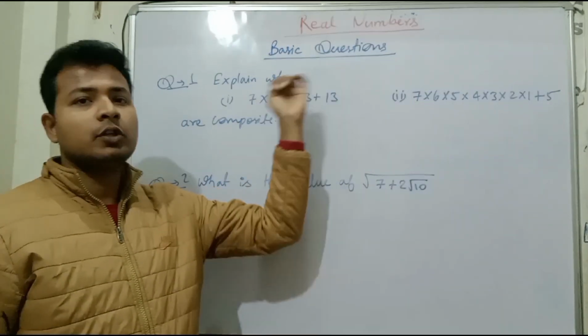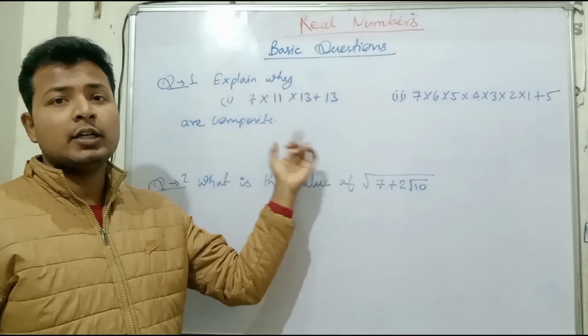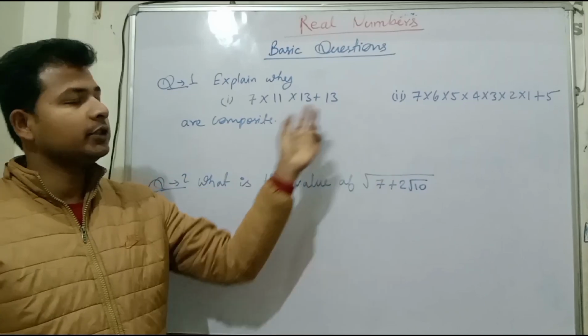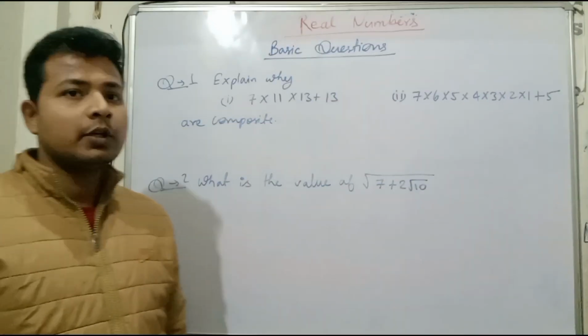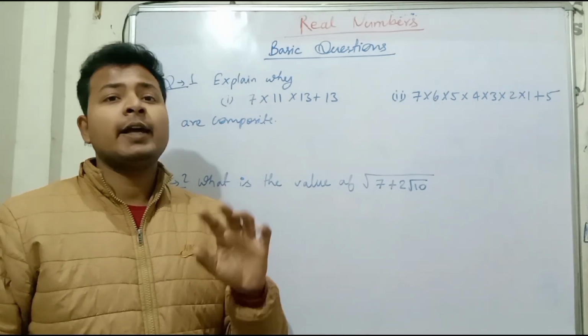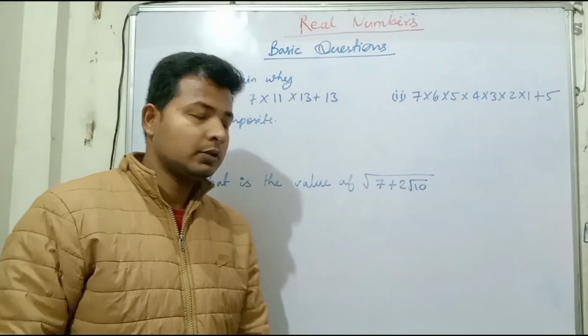Now we have to solve some basic questions that are generally asked in the examination. The first question is, explain why these two numbers are composite numbers. First of all, revise the definition of a composite number: if a number has more than two factors.